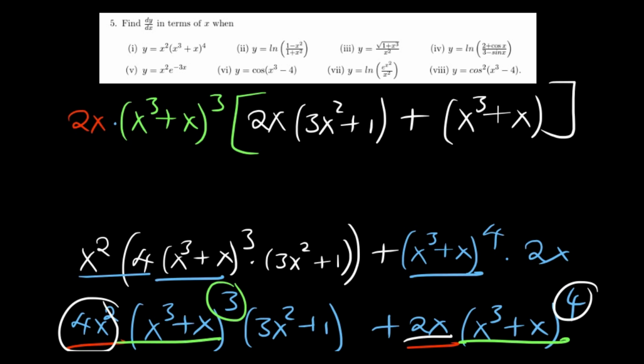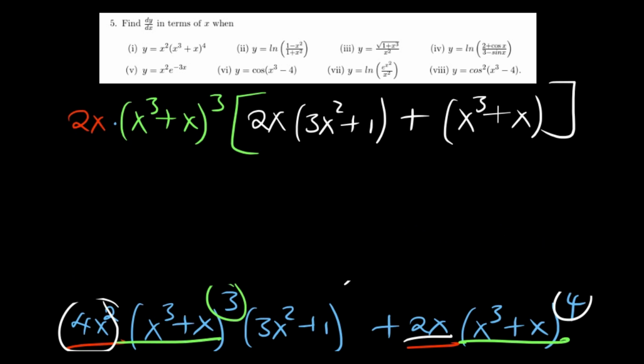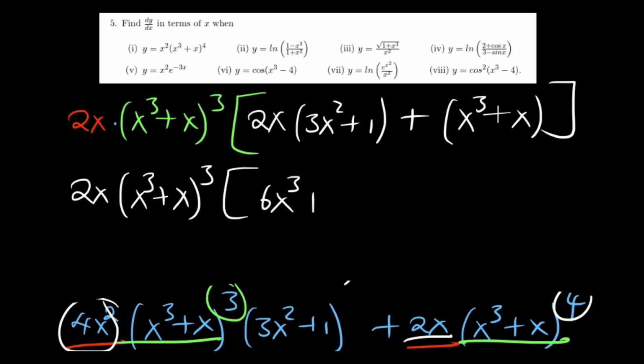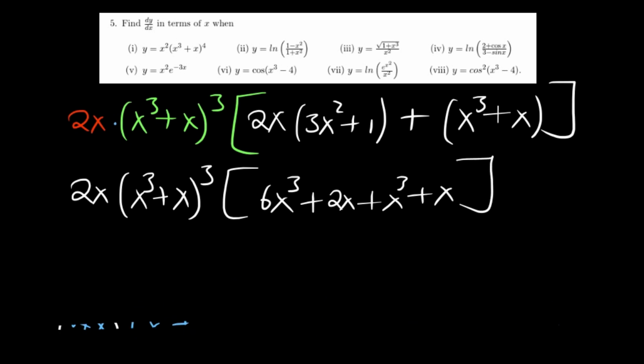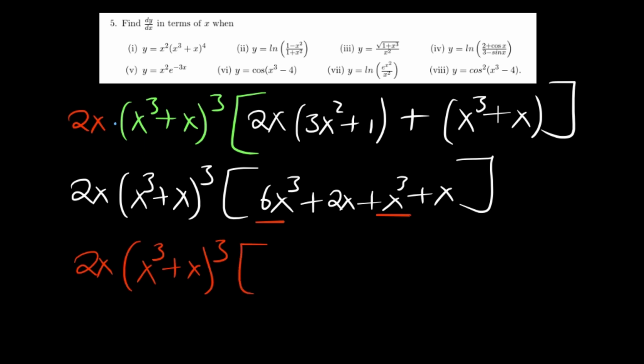Of course you know what is in the brackets can be simplified. So we have 2x, x to the power 3 plus x to the power 3 in brackets. So 2x times that is going to be 6x to the power 3 plus 2x, plus x to the power 3 plus x. Now at this point we know the like terms, which are 6x and that. So we are going to have 2x and then x to the power 3 plus x to the power 3 in brackets. So you remain with 7x to the power 3 plus 3x.